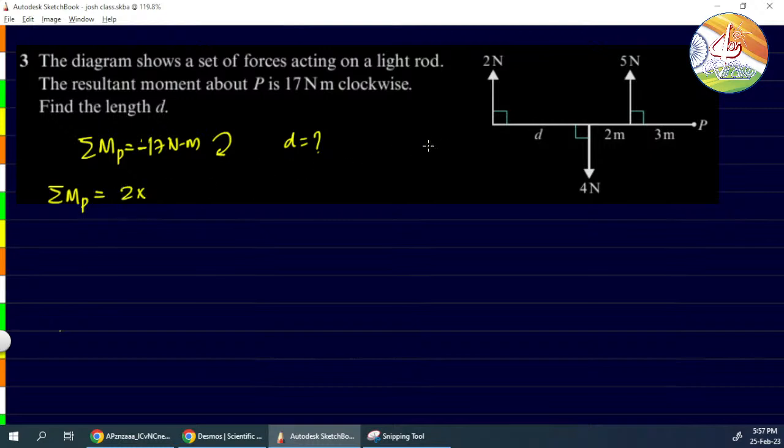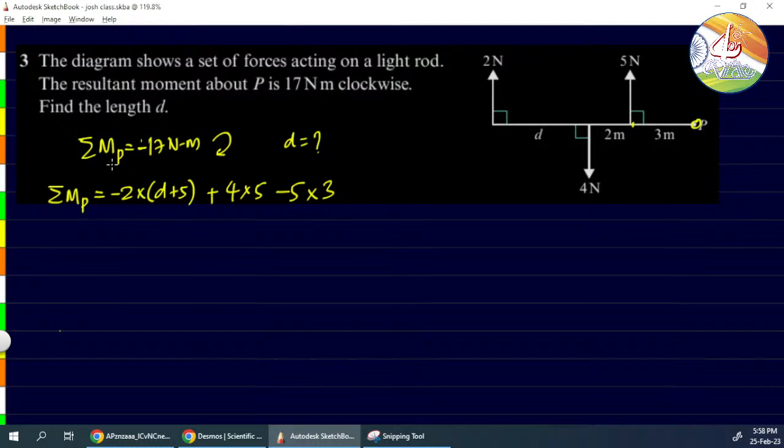2 into... the point is here, so we need to take the total distance. Total is d plus 5, no? Yes, d plus 2 plus 3, so d plus 5, and this is in the clockwise direction, so minus. Then 4 Newton, the distance is 5, and this one is anti-clockwise, that is plus. The next force is 5, the perpendicular distance is 3, and this is going in the clockwise direction, so minus.